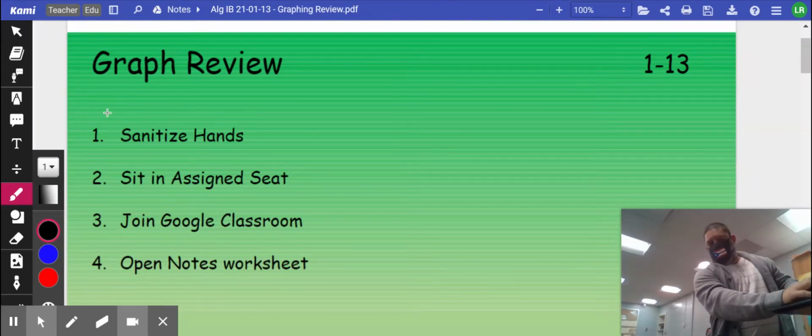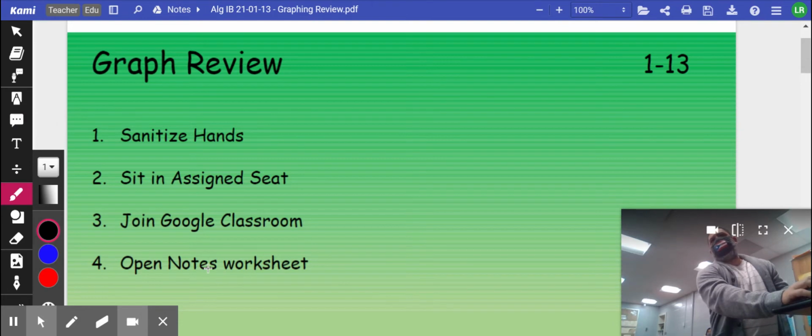All right, if you are watching the recording here, make sure that you do open up the note worksheet. I believe it says 113 warm up. It's got 3 blank graphs on it, and that's what we are going to start with here.